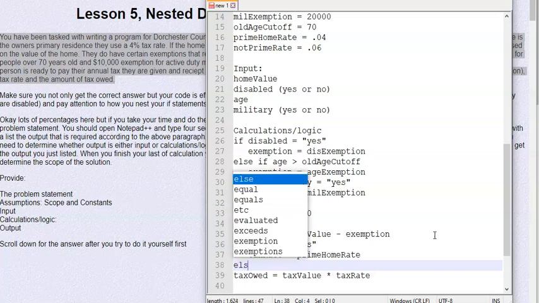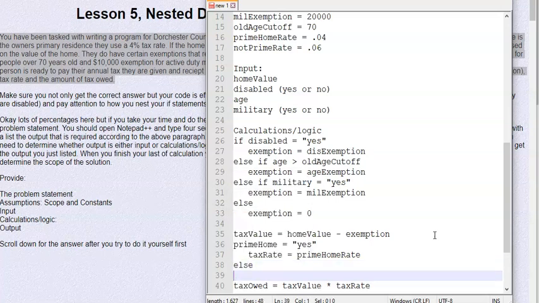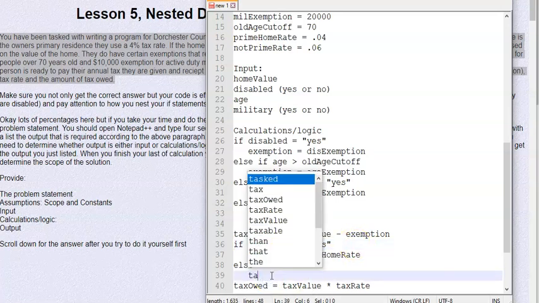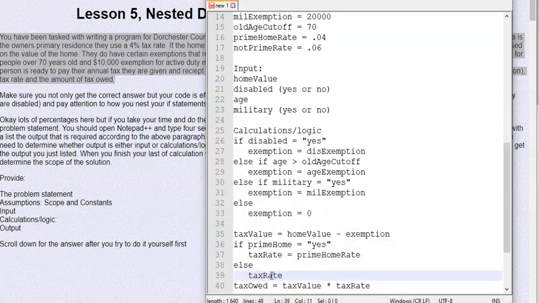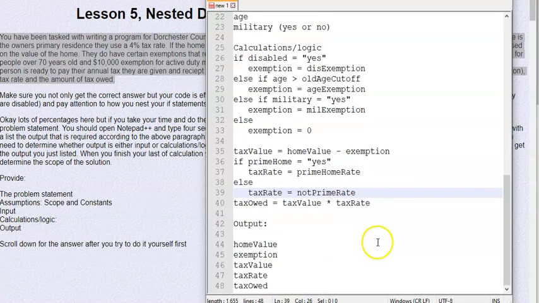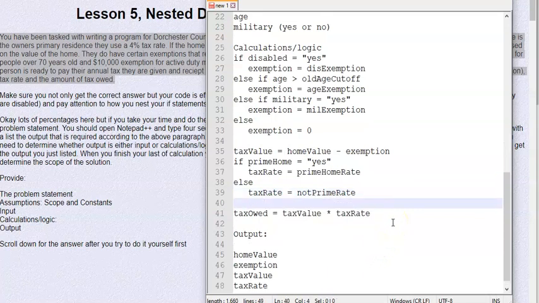Else, wait, you're probably saying, wait a minute, where's that if, Mr. Brady? Yes, we must have an if. If prime, there we go. And then the tax rate is going to be equal to the not prime. So they're renting it or they're having a second home. All right. And this takes care of everything.